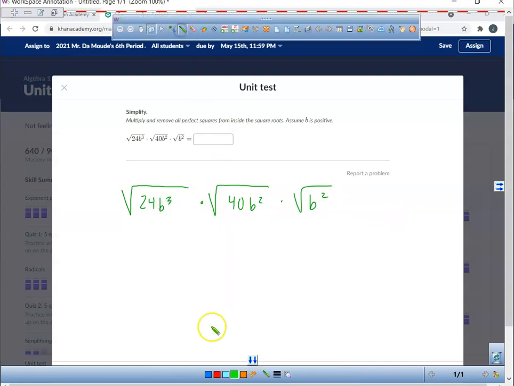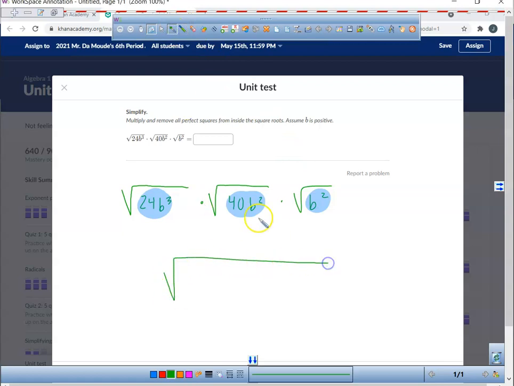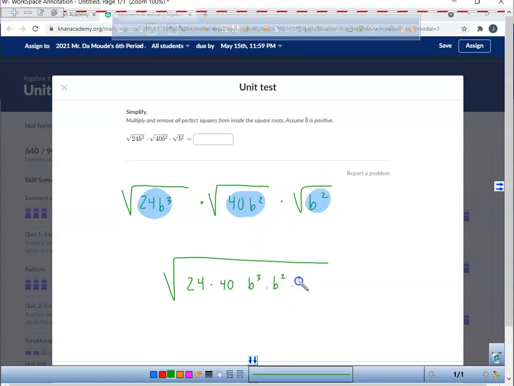Now whenever you're multiplying radicals together, all you have to do is make sure that the numbers inside of the radicals can be multiplied together. So underneath one radical, I'm going to multiply the 24 times the 40. Then I have b cubed times b squared times another b squared.